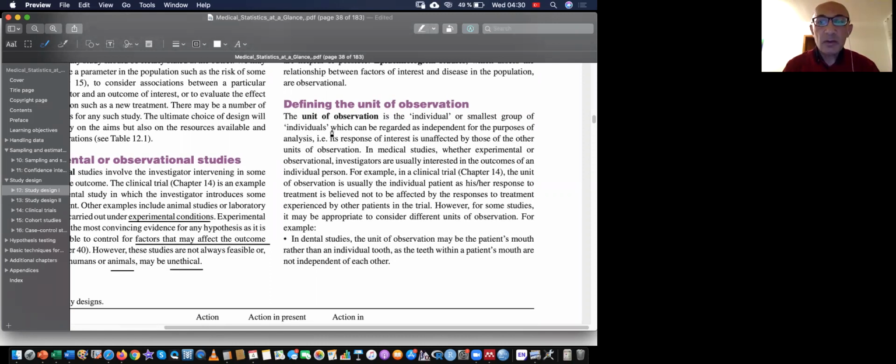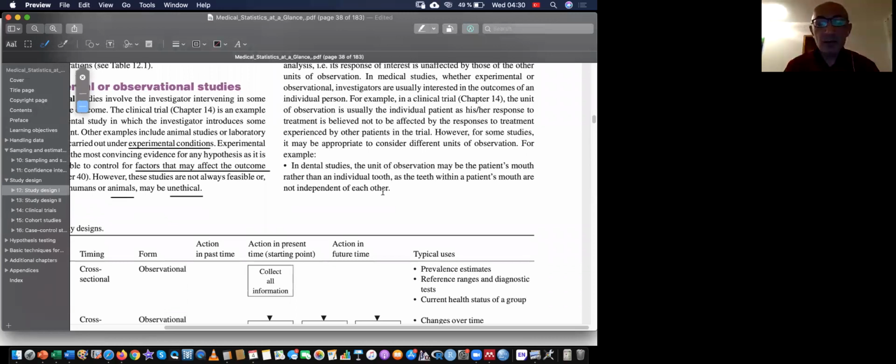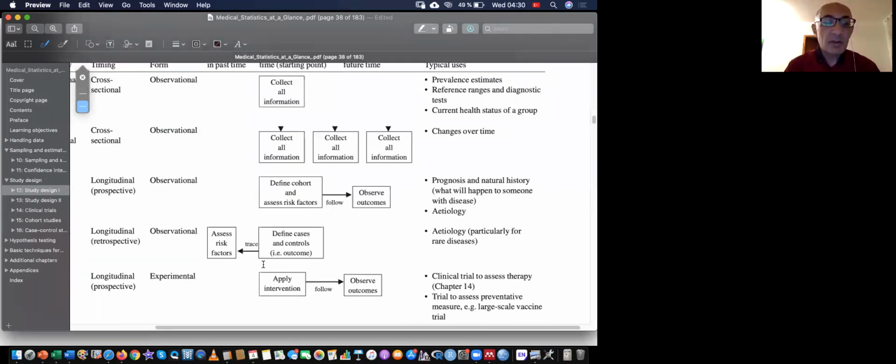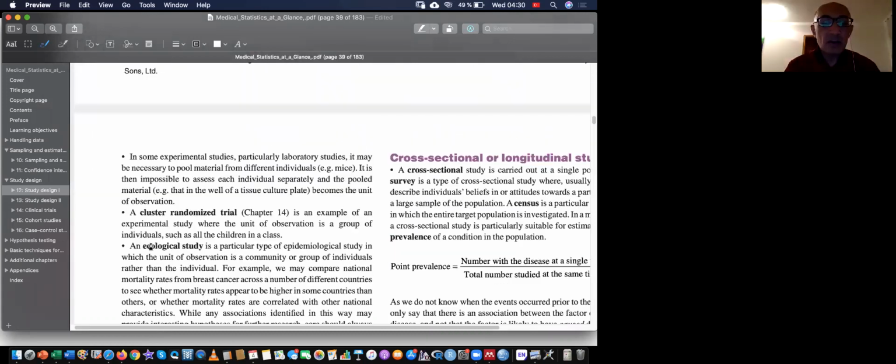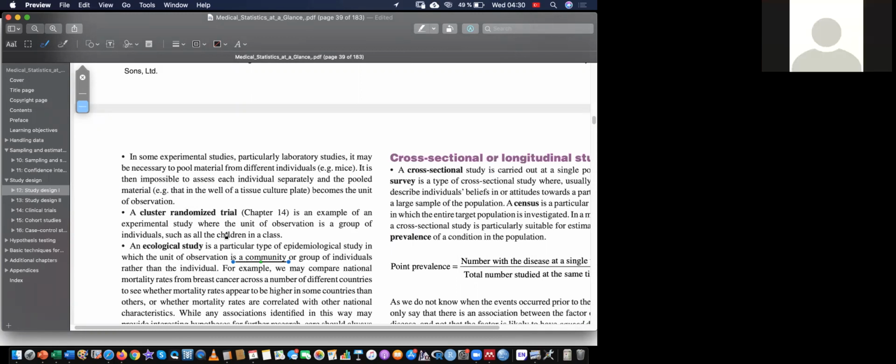What is the unit of observation? The unit of observation is most of the time the individual, an animal or a person in our studies. Most of the time, almost 100% of the time. But it is possible that the unit of study is a community, in an ecological study, for example. So if I ask you the difference between an ecological study and a human study, such as a randomized controlled trial, it means the unit of study is different.